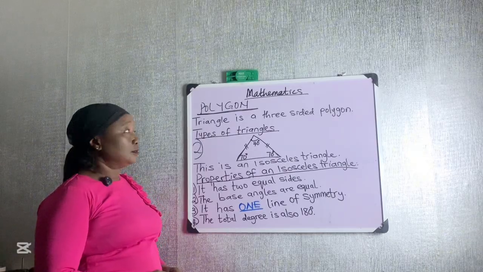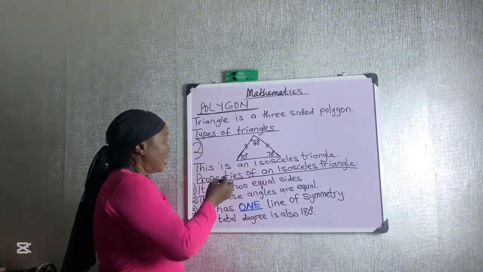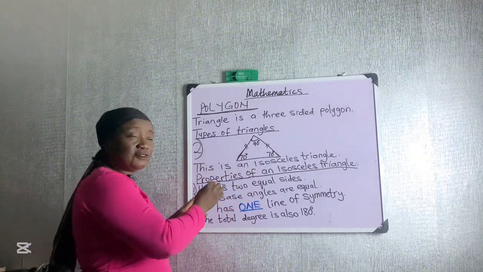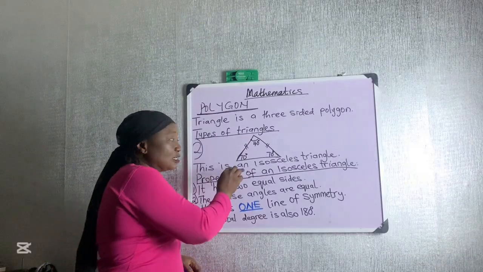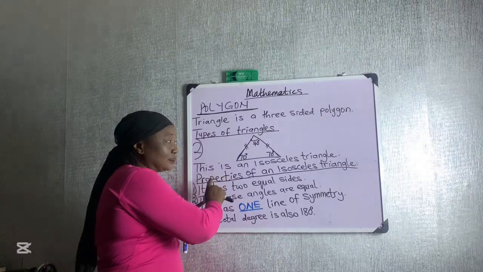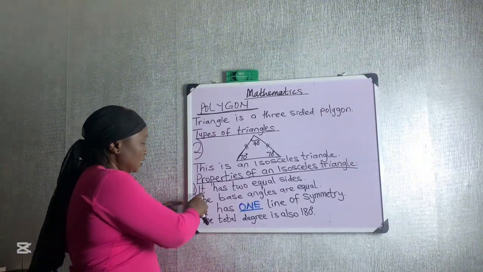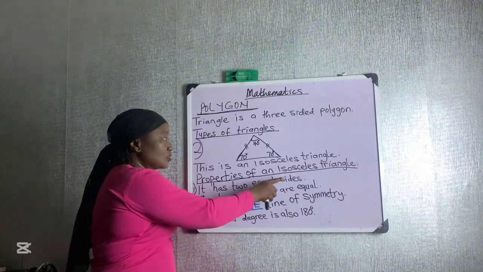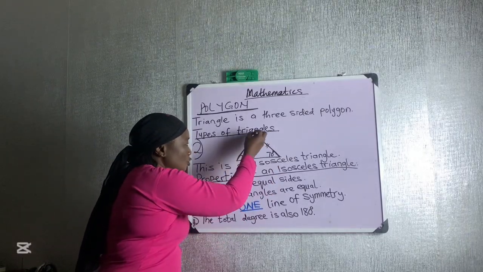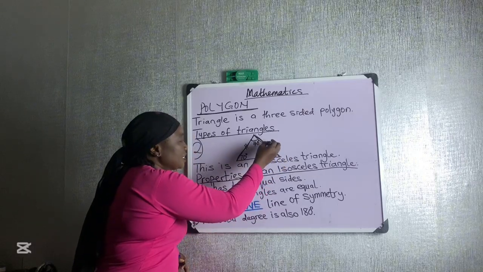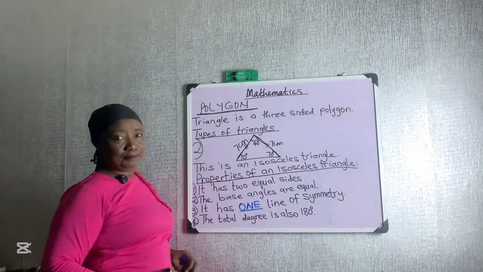The second type of triangle is an isosceles triangle, as drawn on the board. As I've told you, different types of triangle have different characteristics. Some of the properties of this isosceles triangle are written below. Number one, it has two equal sides. That is, if this side is 7 cm, this side will definitely be 7 cm.